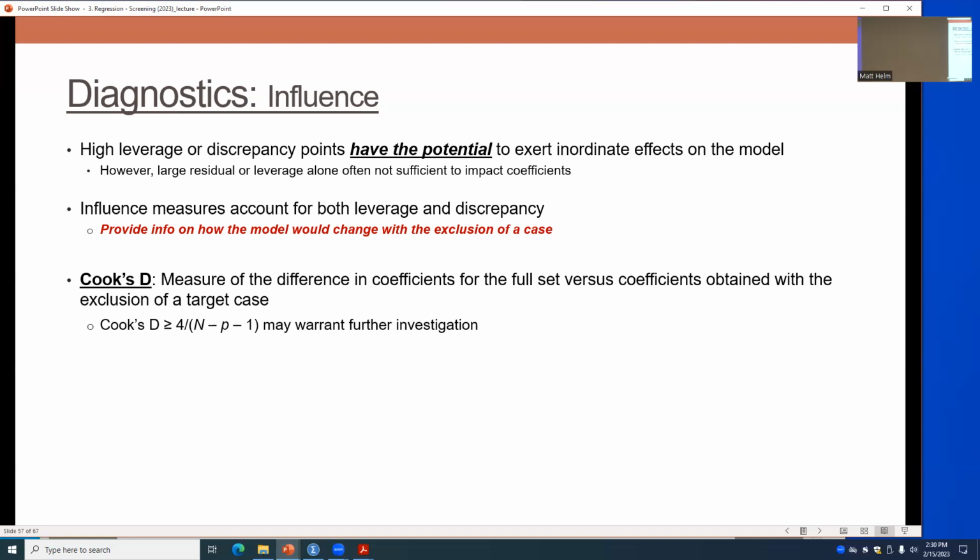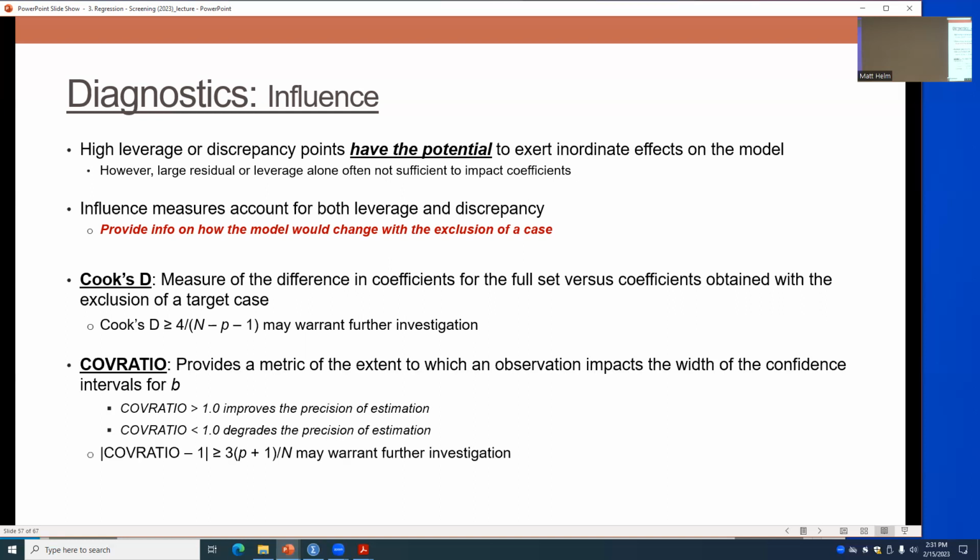Okay. Now for influence, a lot of different metrics. We're going to talk about Cook's D. Okay. This is a measure of the difference in coefficients for the full set versus the coefficients that we would get without a target case. So similar to that externally studentized t residual, like what would things look like with this case in the model versus the case outside of the model? Okay, and so what we would get with a Cook's D, if I got a value that's greater than 4 over the number of people minus the number of predictors minus 1, it's kind of a threshold to say this might be something I want to look farther into.